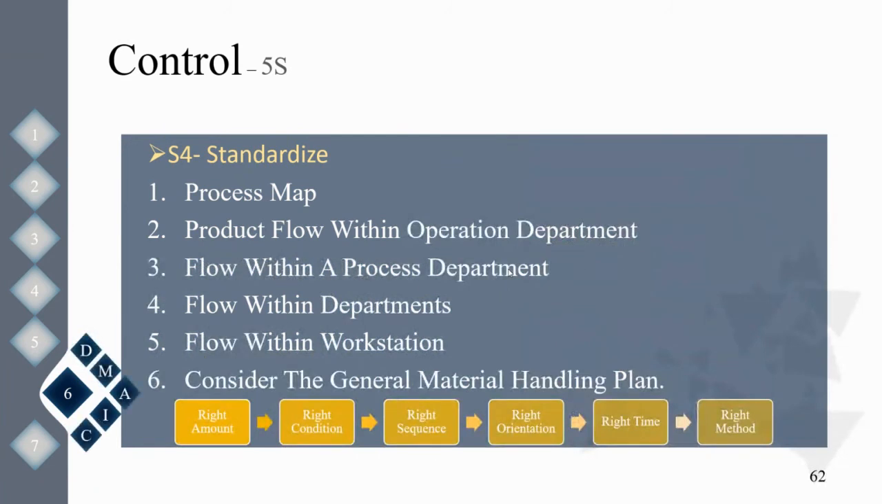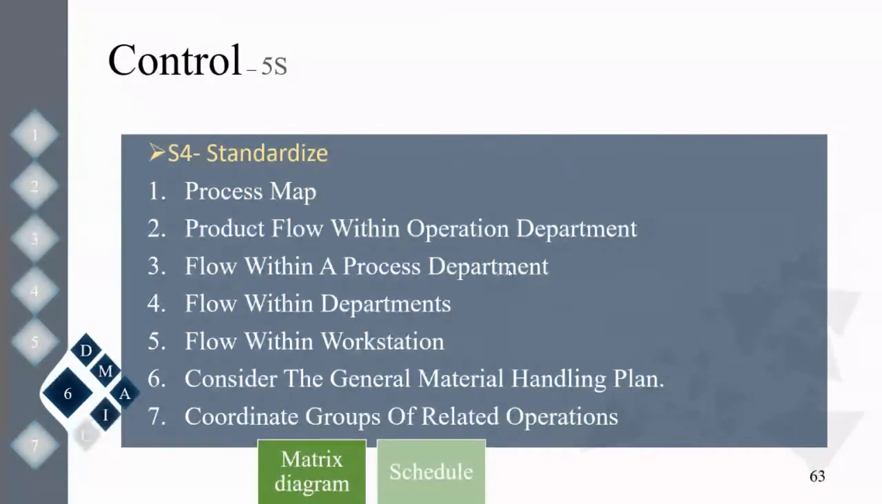And considering the general material handling plan for each room, which has 6 rights, and coordinate groups of related operations by using a matrix diagram and schedule.